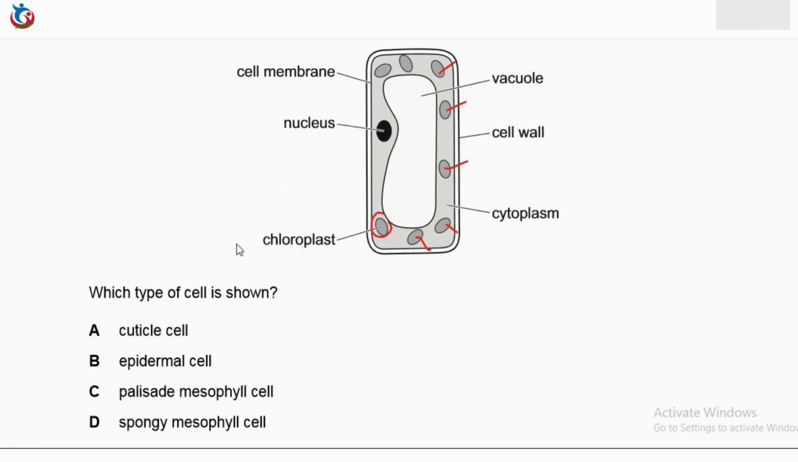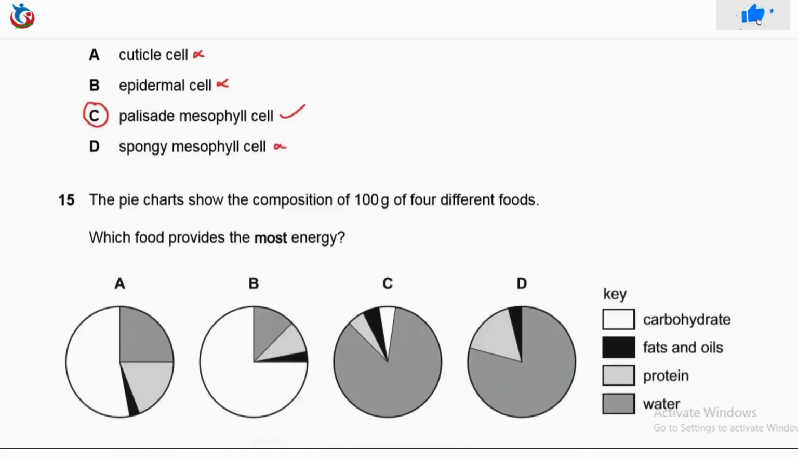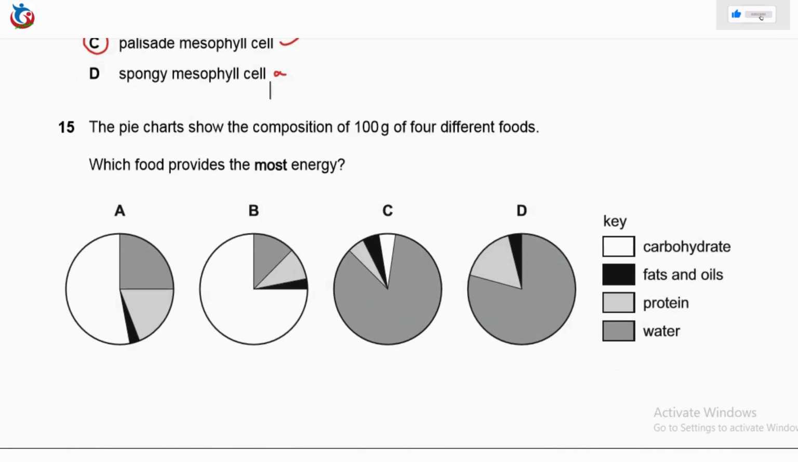And the plant cell with so many chloroplasts is the palisade mesophyll cell, responsible for photosynthesis. So it is not cuticle, it's not epidermal cell, neither is it spongy mesophyll. So this cell is the palisade mesophyll cell. So we'll now move straight to question 15.